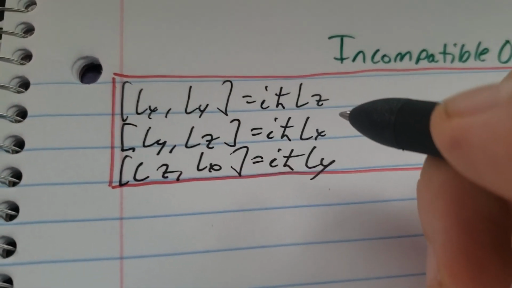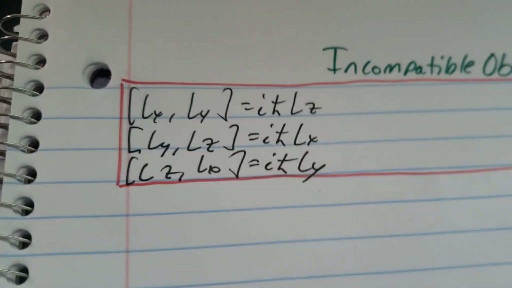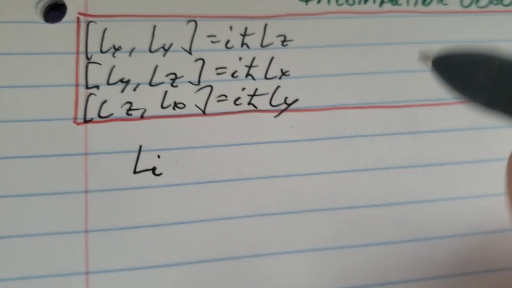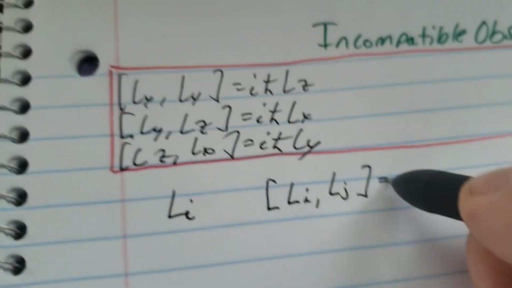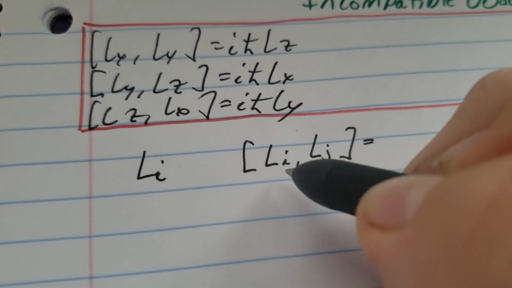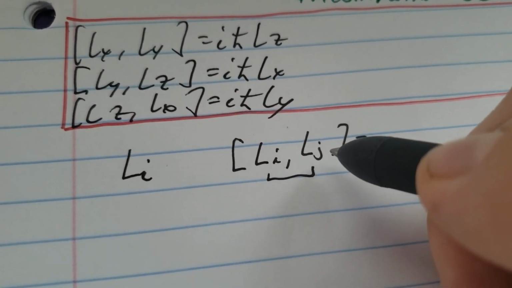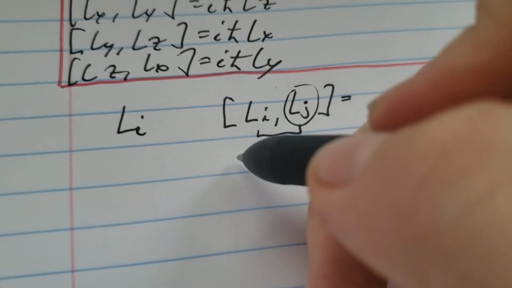Now notice that none of these operators commute with each other, which means that they are all incompatible with each other. For example, if an arbitrary component L sub i has definite value, then its commutator with L sub j is proportional to L sub k, but that's not 0, so therefore L sub j cannot have definite value if L sub i does. And likewise with L sub k.